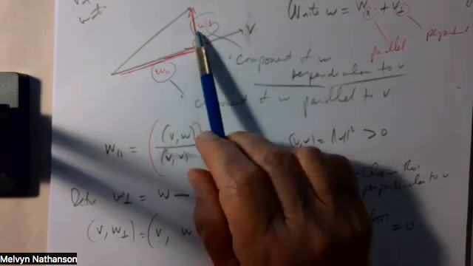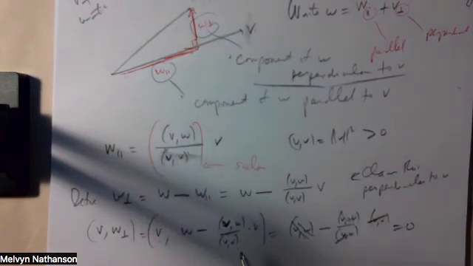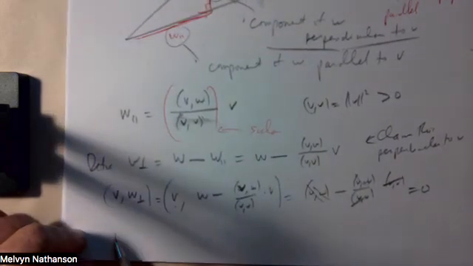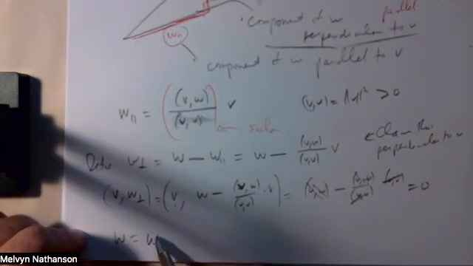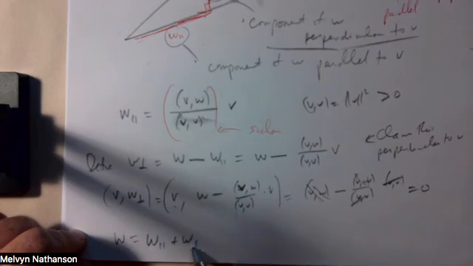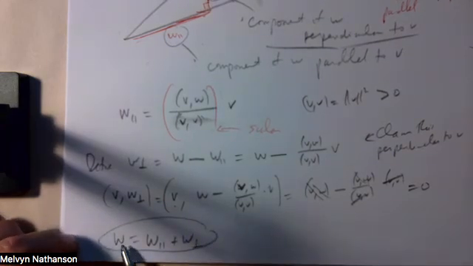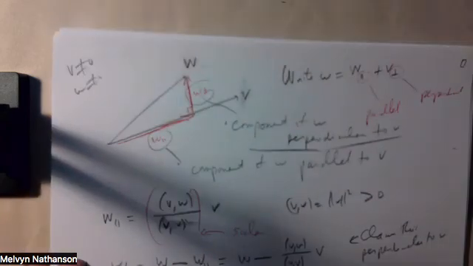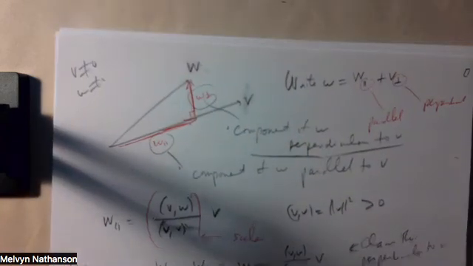So this vector is perpendicular to V, and from this equation, W is W parallel plus W perp. So I've written W as a sum of two vectors, one parallel to V and the other perpendicular to V. So that's just the background of this.